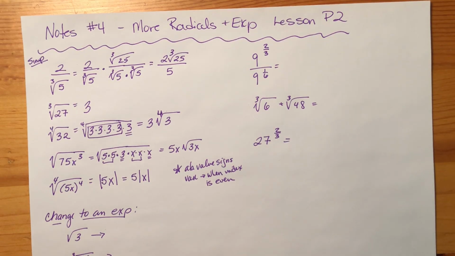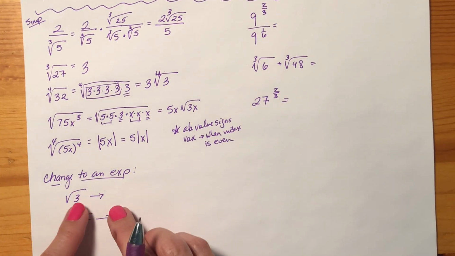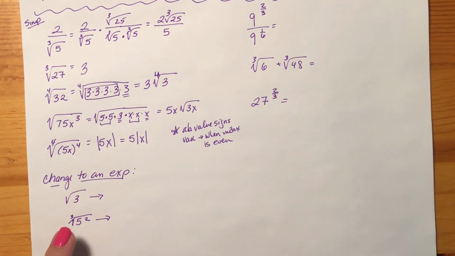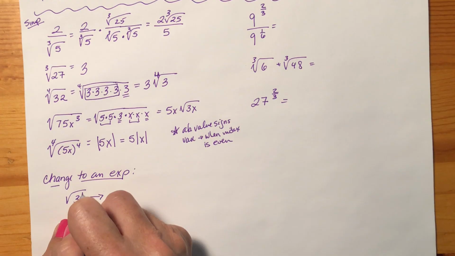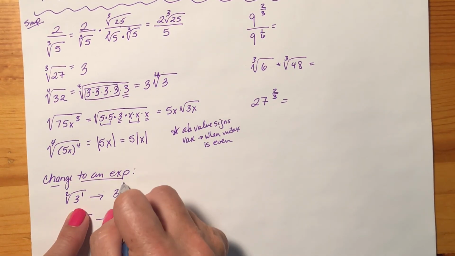When the index is even, you also have to be careful when the numbers... All right, let's try down here where we've got to change these problems to an exponent. Yesterday we did power over root. I'm going to put the 1 in the numerator and the index of 2 in there. So this would be 3 to the 1/2 power.